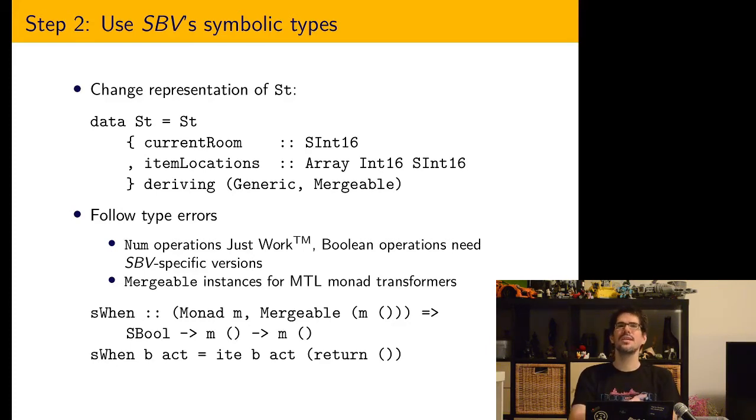And then after we do this change, we can just follow the type errors. Basically, we can keep everything the same and see where it breaks. Num operations just work because SBV implements the Num type class for these symbolic operations. Boolean operations need some SBV-specific versions because in Haskell the Boolean functions are not overloaded in the result types, so comparison returns a Bool, and you can't change it to return a symbolic Bool and so on. And we can give Mergeable instances for the monad transformers from the Haskell MTL library, because all the monad transformers are ultimately just functions. So for example, in the state monad, State S A is just a function from S to a pair of A and an S.